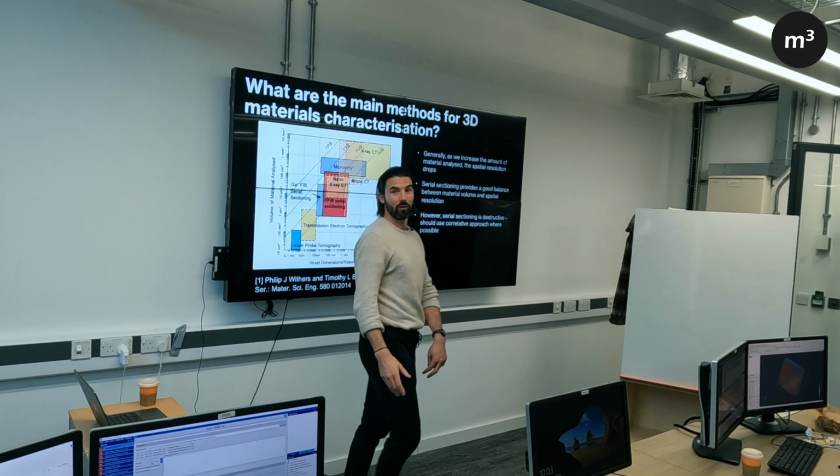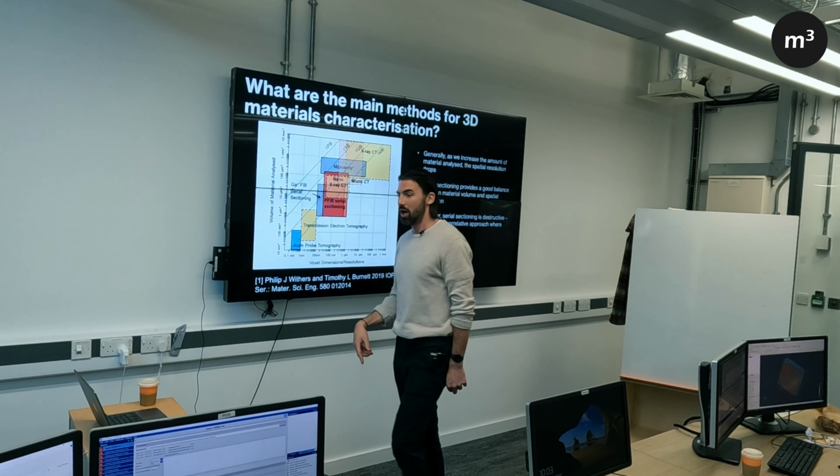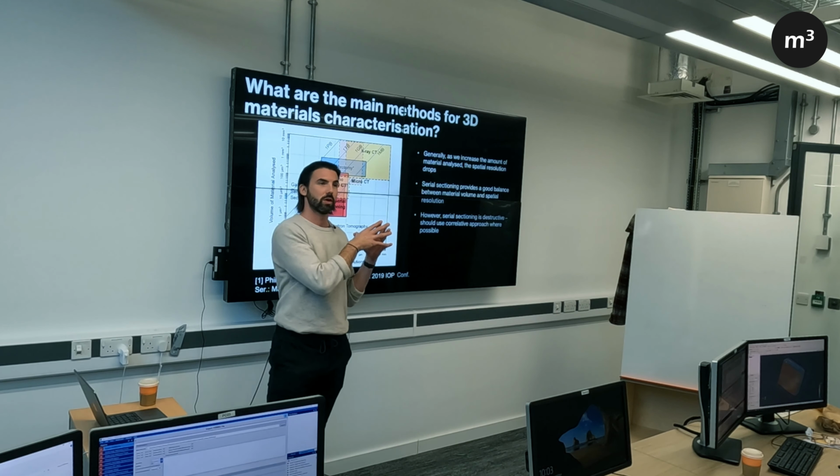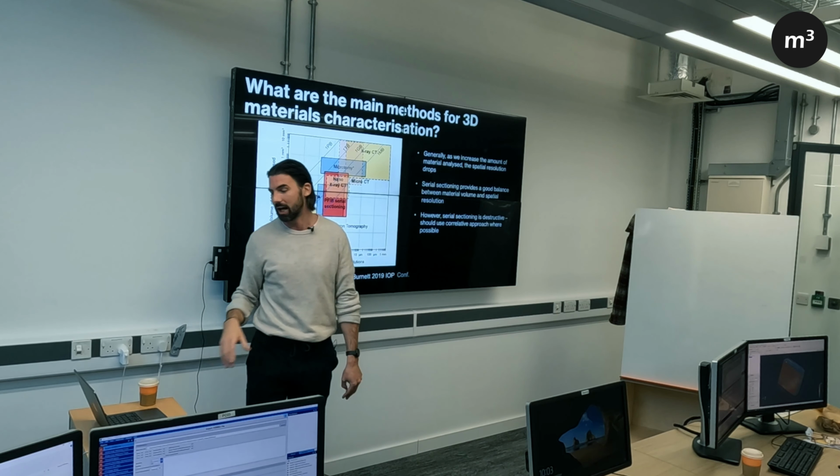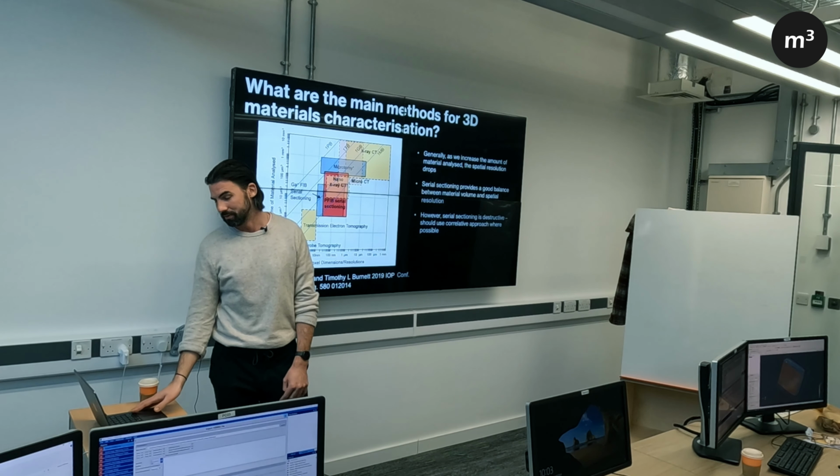That's why I would say a correlative approach is a good idea. A lot of the work we do, we do XCT first, non-destructively, and then work out the microstructure from that, and then we'll eventually get it into the PFIB and slice it up.